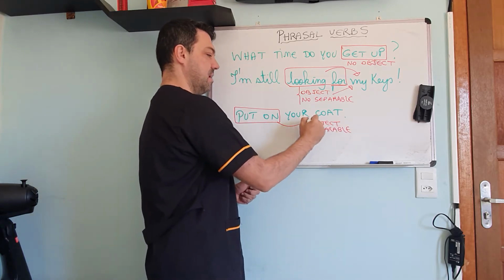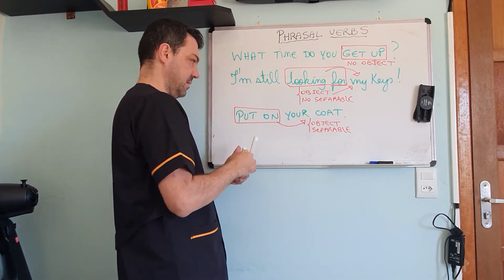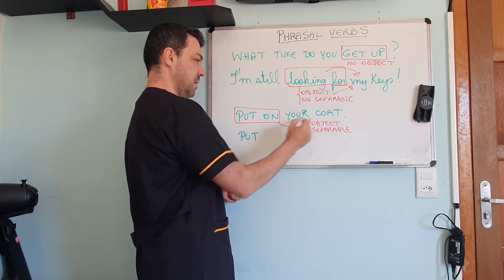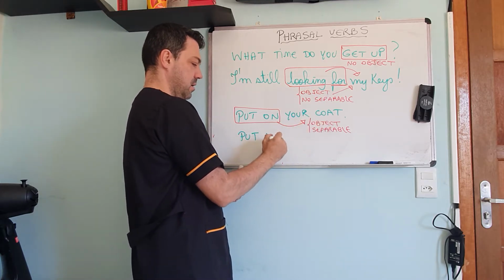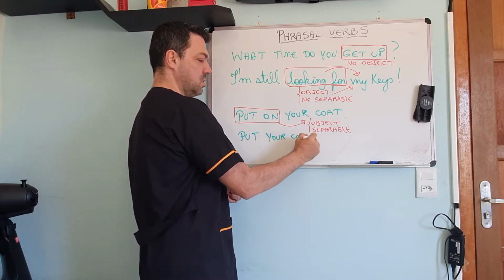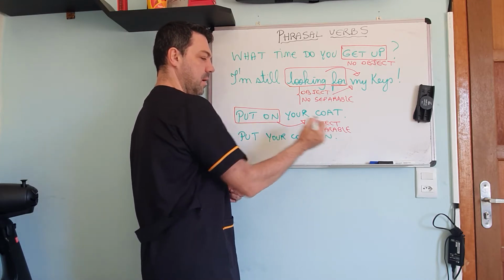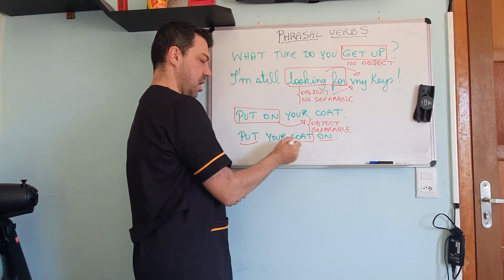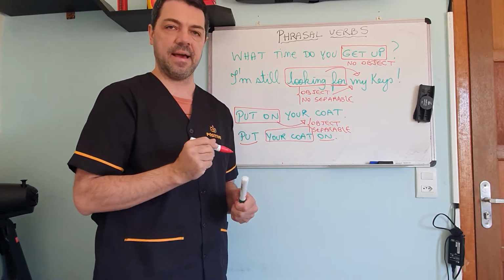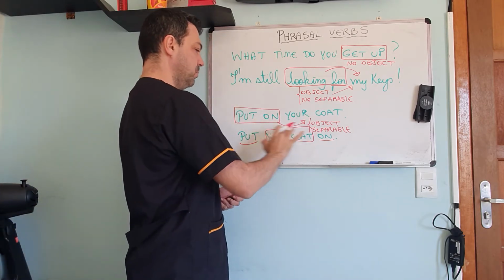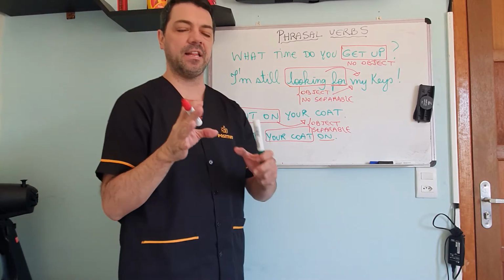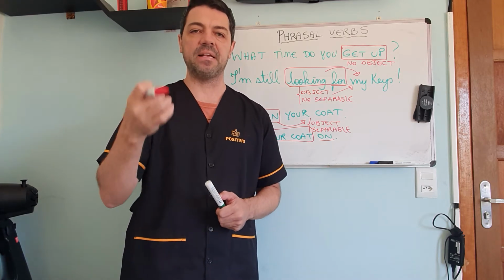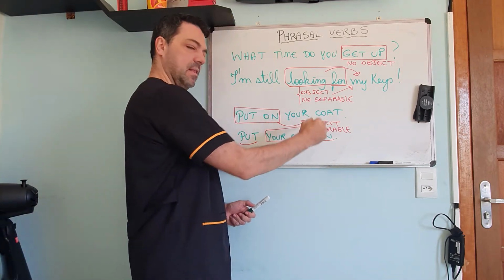So this is the third kind. Let's separate them. Put on your coat. How do you separate? Put. Let's get the object here. Put your coat and the phrasal verb. Put your coat on. The phrasal verb is here. The object is here. Yes? Put on your coat, put your coat on. This is the kind of phrasal verb that can be separated. Every time the phrasal verb can be separated, you have to do it this way.